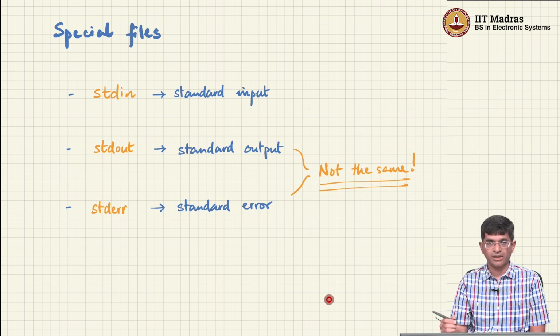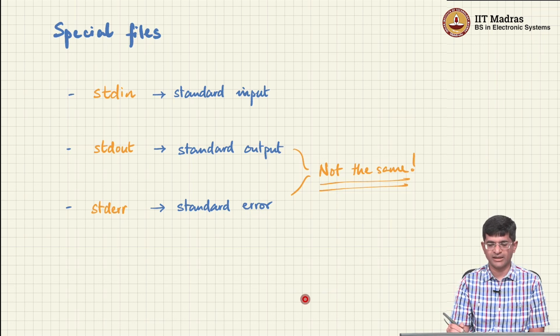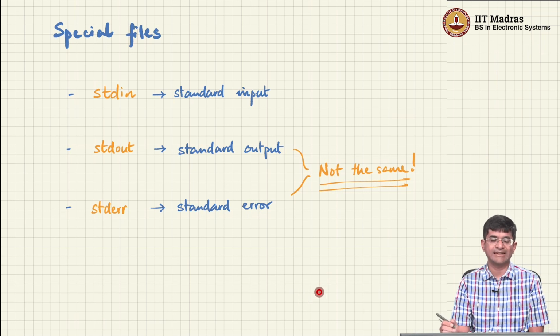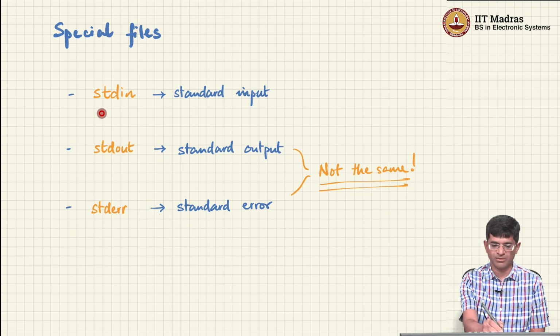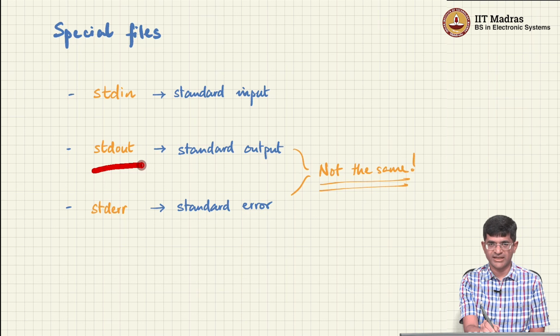Now, there are a couple of interesting so-called standard files or special files that are present, especially in Unix or Linux like operating systems. And these are terms that we will be encountering again later, so I am just mentioning them at this point. There is this concept of what is called the standard input, which is usually referred to as stdin, the standard output which is stdout, and there is another file called stderr or the standard error.